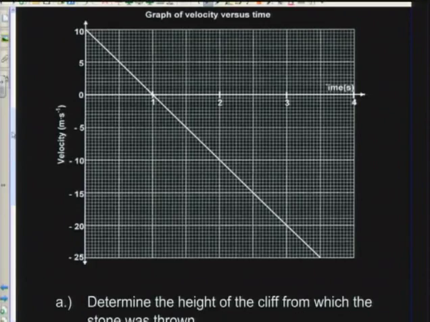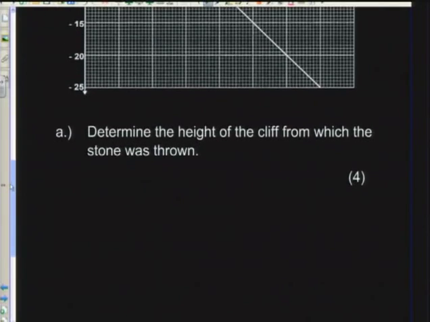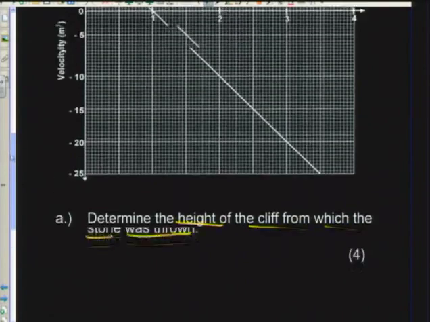So this graph here is a result of the motion of the stone. Now, the first question that we need to answer says, determine the height of the cliff. Find how high the cliff is, or determine the height of the cliff from which the stone was thrown.